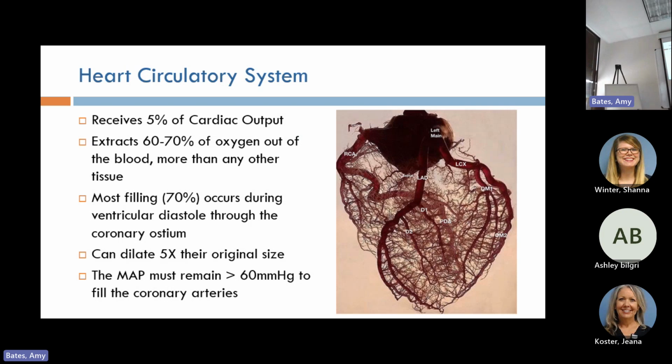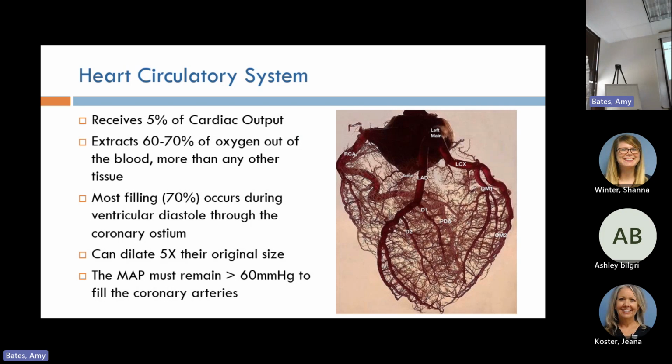So when we talk about not making the heart work so hard, doing a beta blocker, not letting them walk multiple laps in the hallway when they haven't had any intervention yet, what you're doing is driving up the myocardial oxygen demand. If we have any suspicion that they have blockages or they need some sort of intervention, the heart extracts a lot of oxygen out of the blood, more than any other tissue.